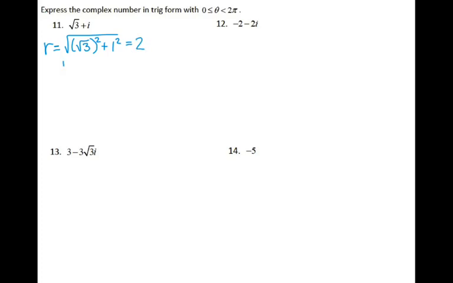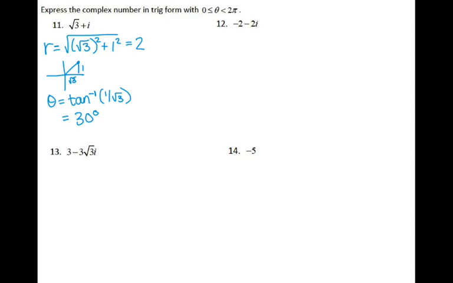And then for theta, I'm going to graph it. So both of these components are positive, so that puts me in the first quadrant, where this is root 3 and this is 1. And then, of course, to find my angle, I'm going to use the inverse tangent. Opposite over adjacent, so 1 over root 3. Let's see, inverse tangent 1 over root 3 gives me 30 degrees.